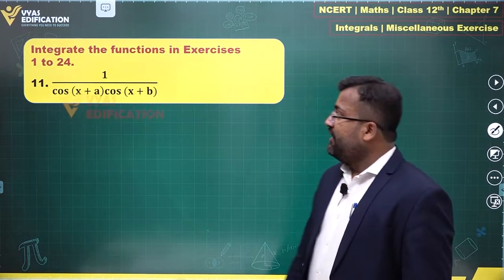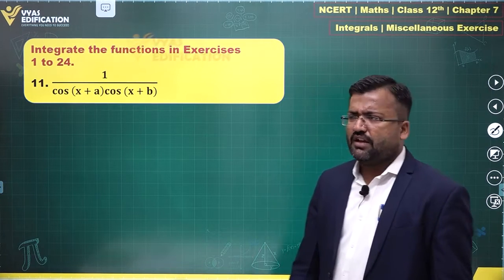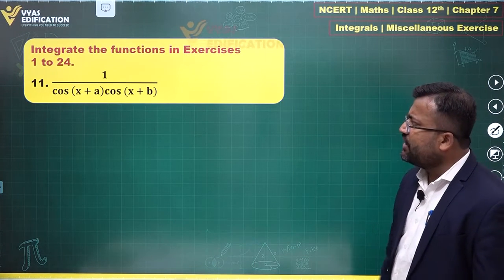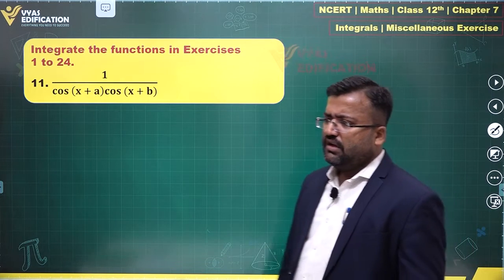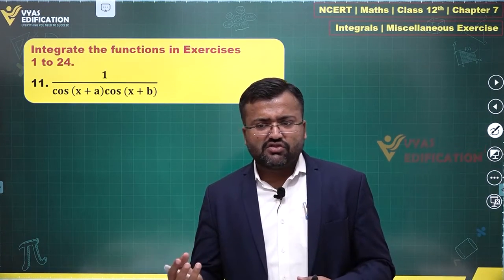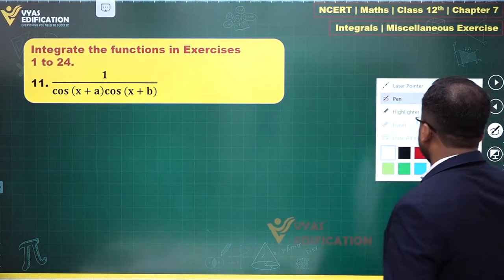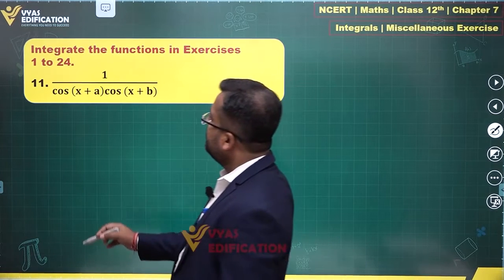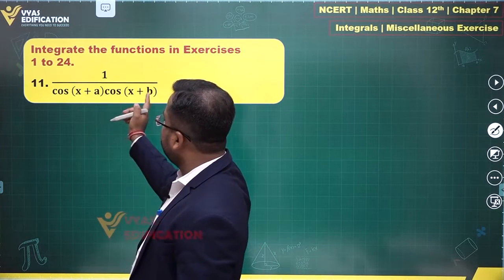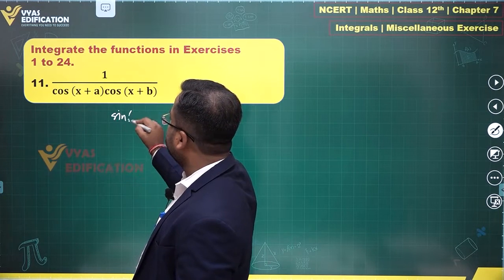For the 11th question, we have a very familiar expression, 1 upon cos(x+a) cos(x+b), right? Both the terms are cos. What we'll do is multiply and divide with sine or cos. Sine has sine and cos both, right? So we'll multiply and divide with sine of the difference of these two angles, that is, (x+a) minus (x+b).